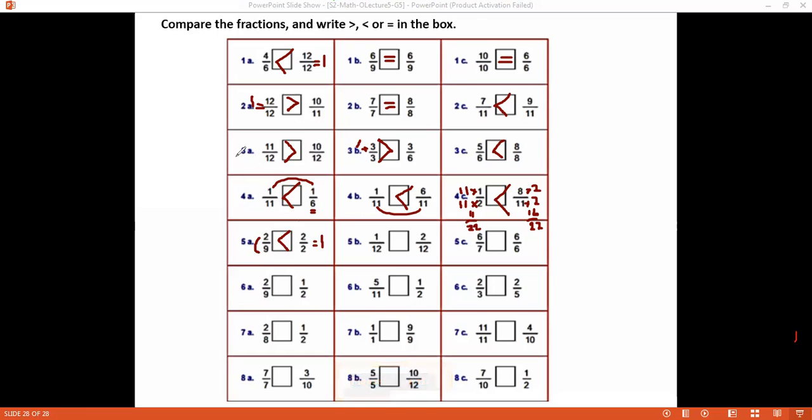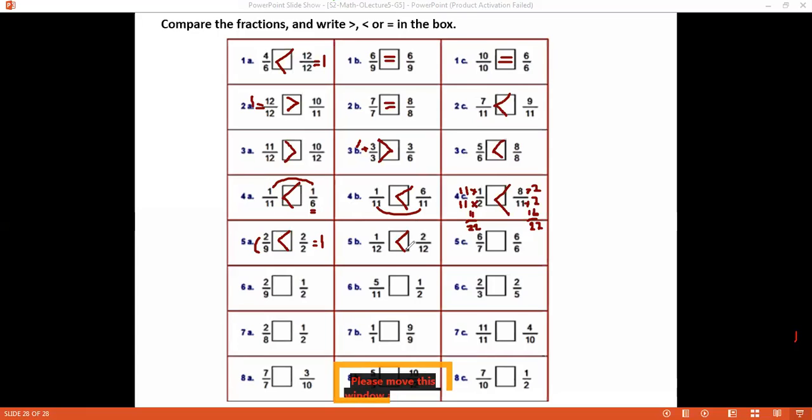Let me check who didn't have a turn yet. Mahdi. Mahdi and Rasha. Yes, ma'am. Yalla Mahdi. 1 over 12 and 2 over 12. What do you think? 2 over 12 is bigger. Excellent. Because when we have the same denominator, the bigger the numerator, the bigger the fraction.